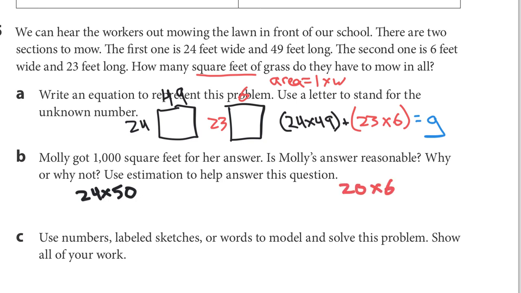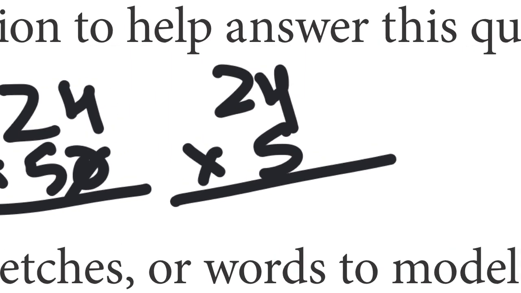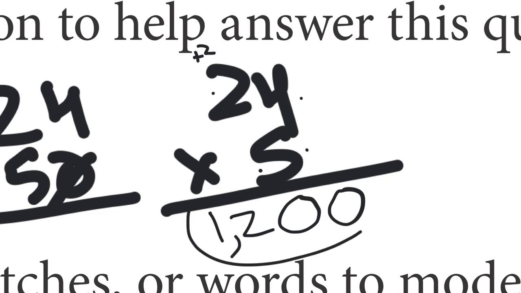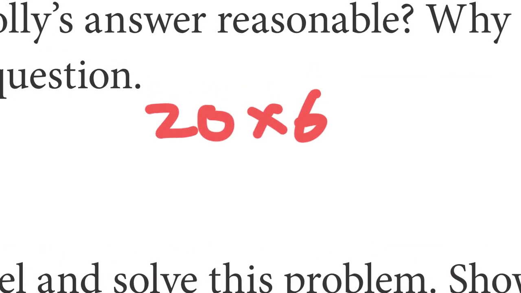I like zeros. So if I do 24 times 50, I can forget the 0 and then just do 24 times 5. 5 times 4 is 20, carry the 2. 5 times 2 is 10, plus 2 is 12. That's 120. Please don't forget that we must put this 0 back on, which means we have 1,200 would be our first estimated answer.